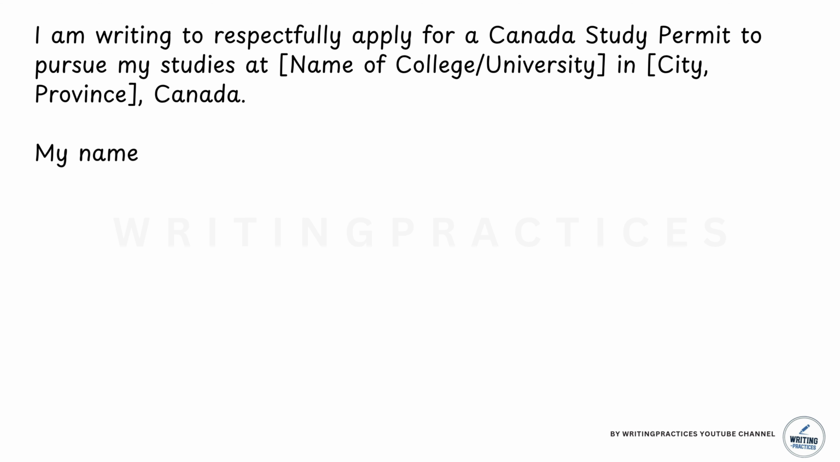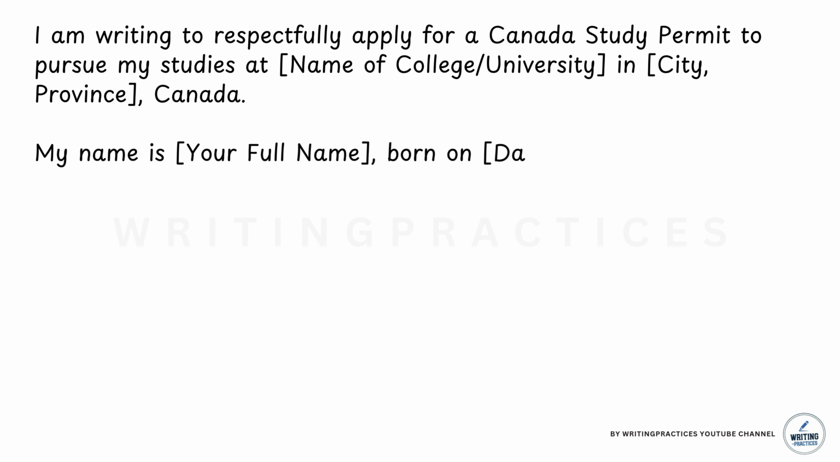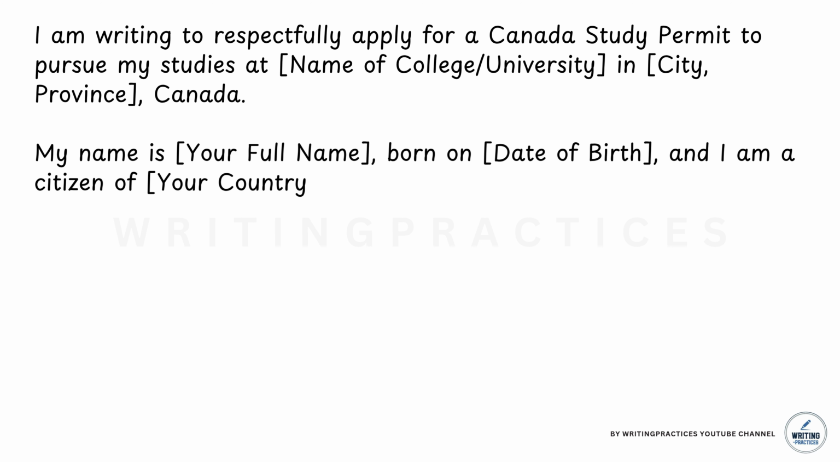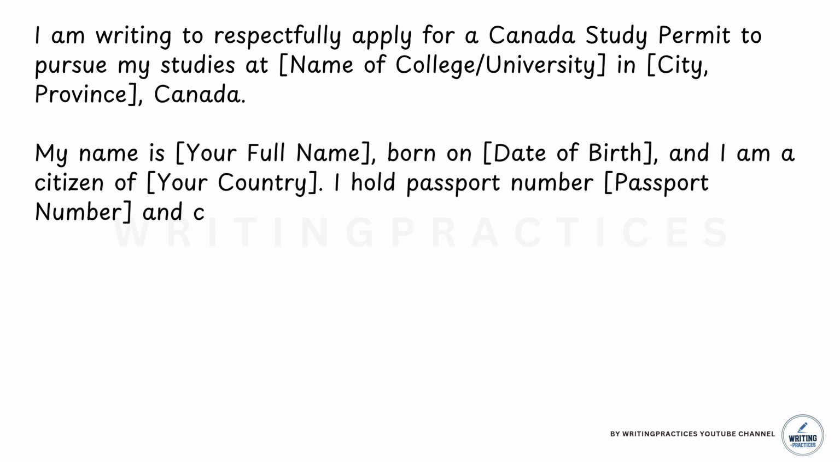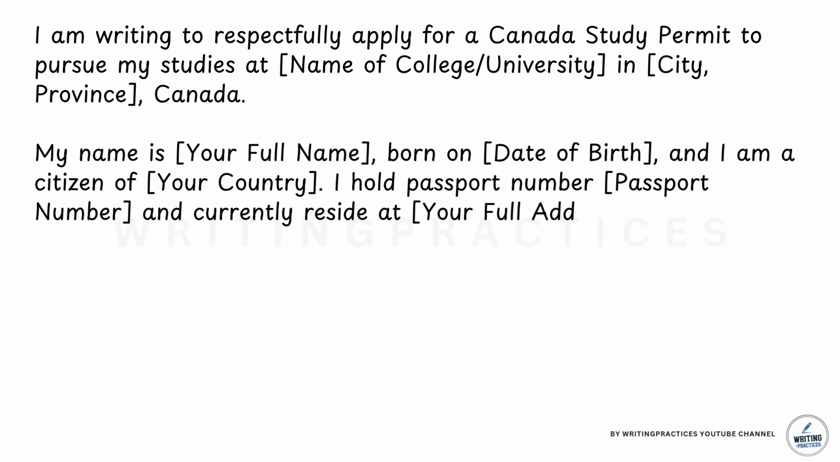Paragraph 2. Personal identification. Write your personal and passport details. For example, my name is Daniel Thompson, born on the 18th of September 2001, and I am a citizen of Australia. I hold passport number U1234567 and currently reside at 78 Greenfield Road, Sydney. This confirms your identity for immigration purposes. Ensure all details exactly match your passport.